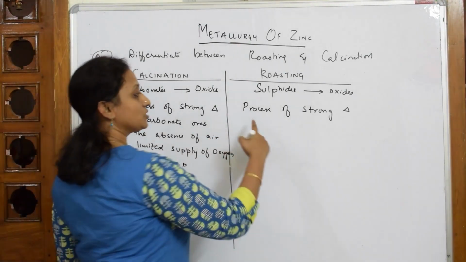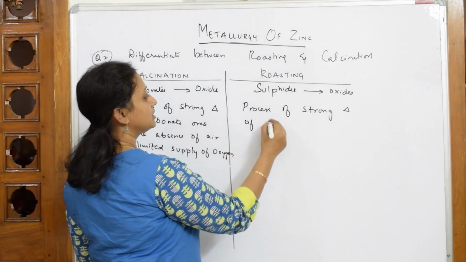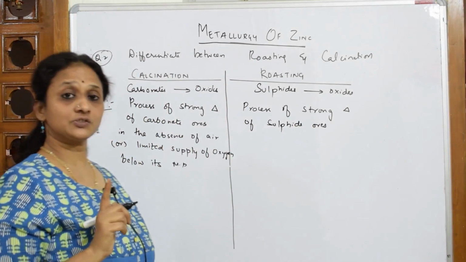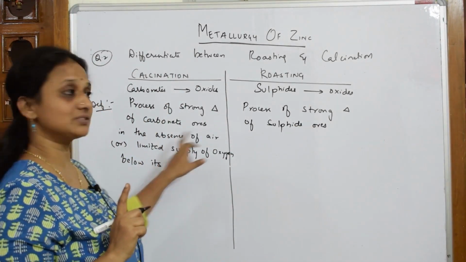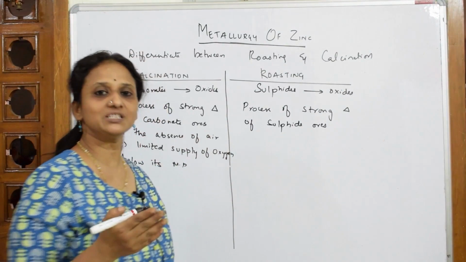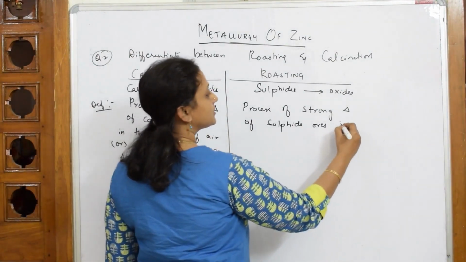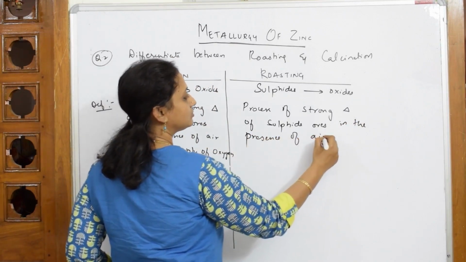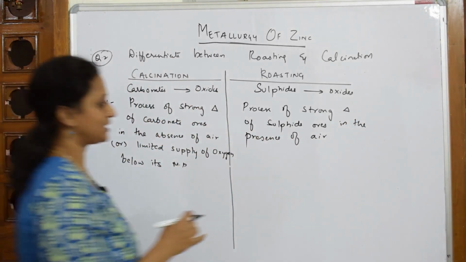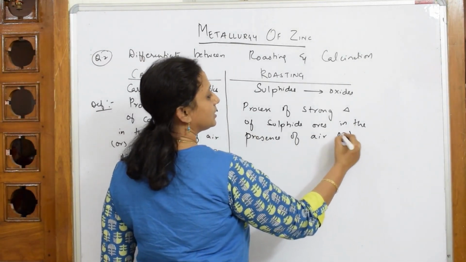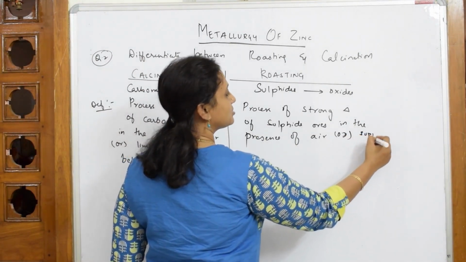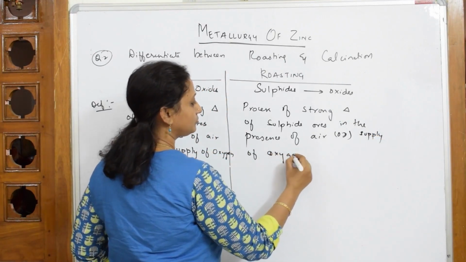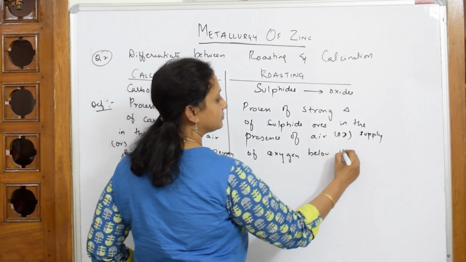Now, same thing, roasting is the process of strong heating of sulfide ores in the presence of air. Now, this is in the absence, this is in the presence. So you roast in the presence of oxygen. Sulfide ores in the presence of a supply of air or oxygen, below its melting point.